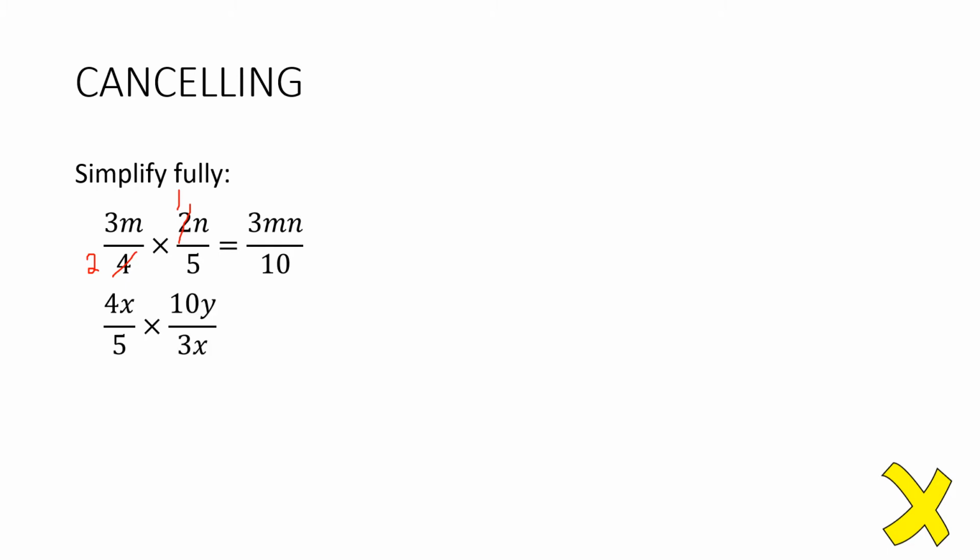Okay, one more. 4x on 5 multiplied by 10y on 3x. We've got two things that can cancel here. Firstly, these x's can cancel. And secondly, 5 goes into 10 twice. There's a 1 there. All right, let's multiply across the top. 4 times 2y is 8y. On the bottom, 1 times 3 is 3. There's our answer, 8y on 3.